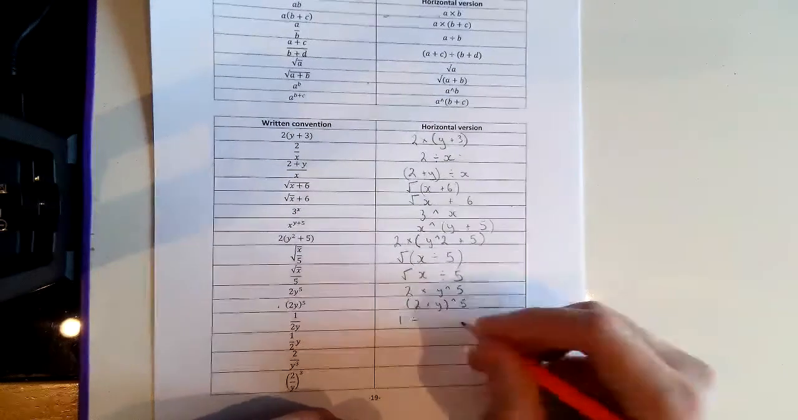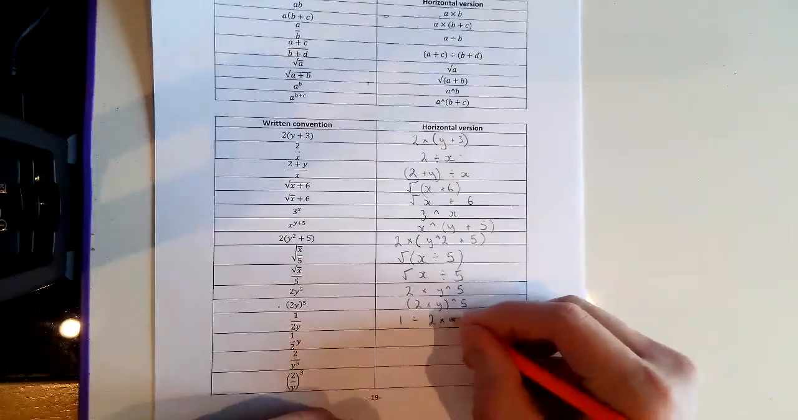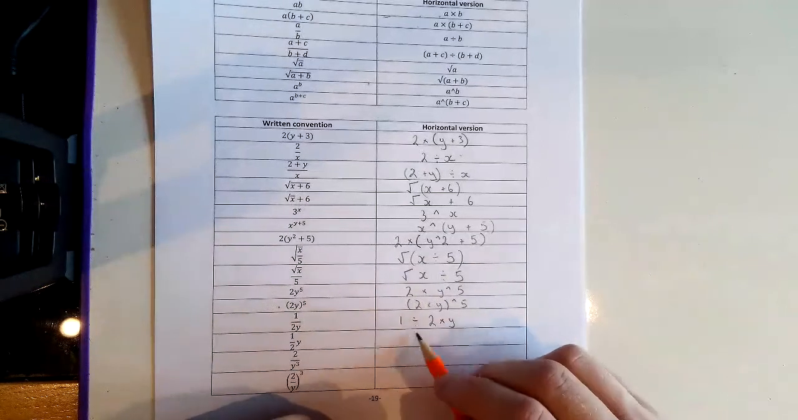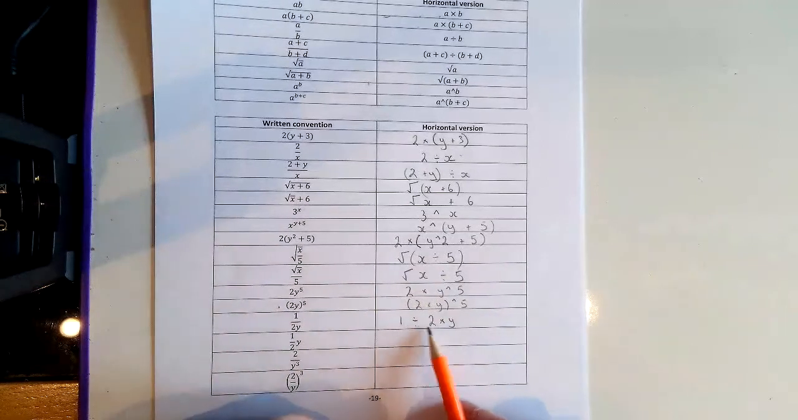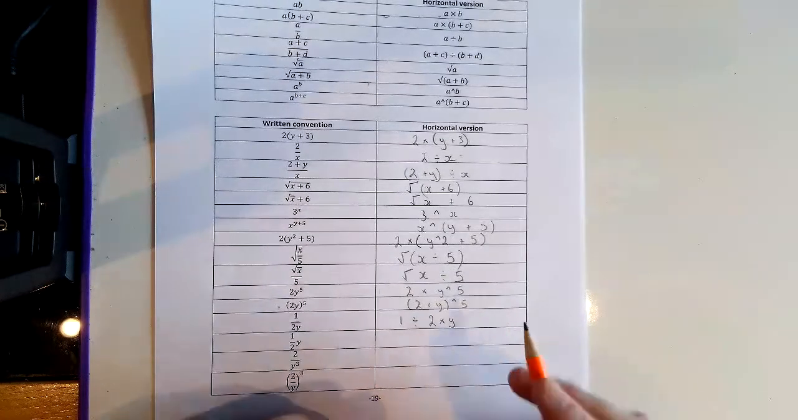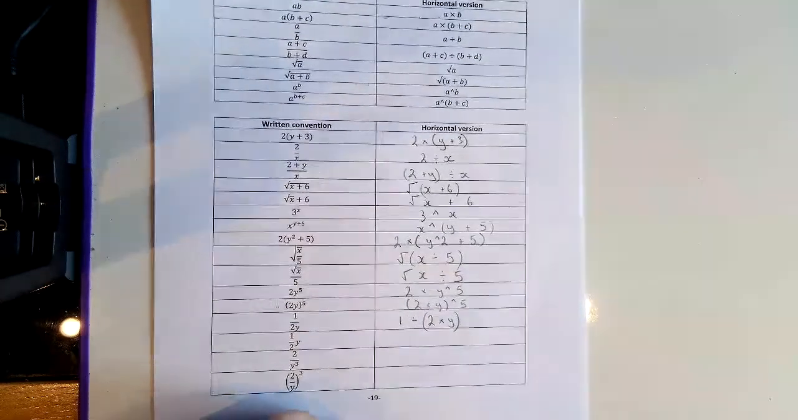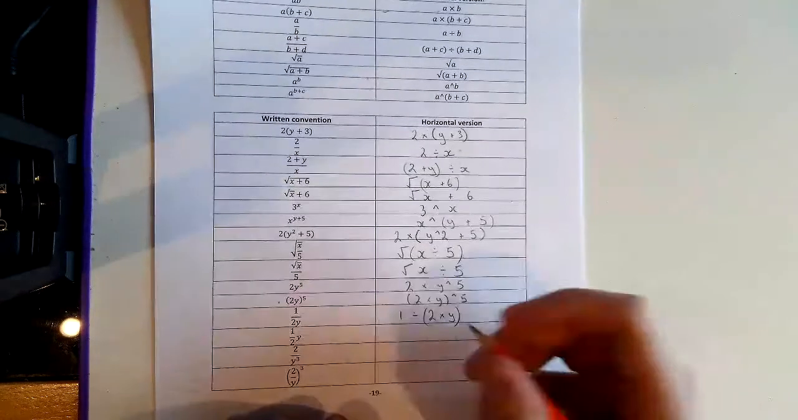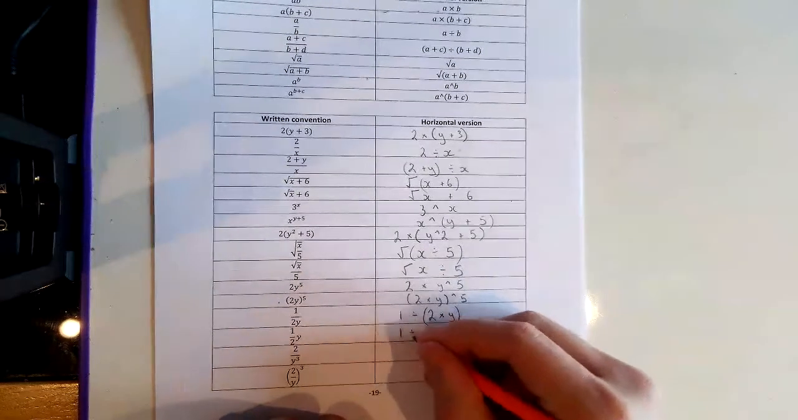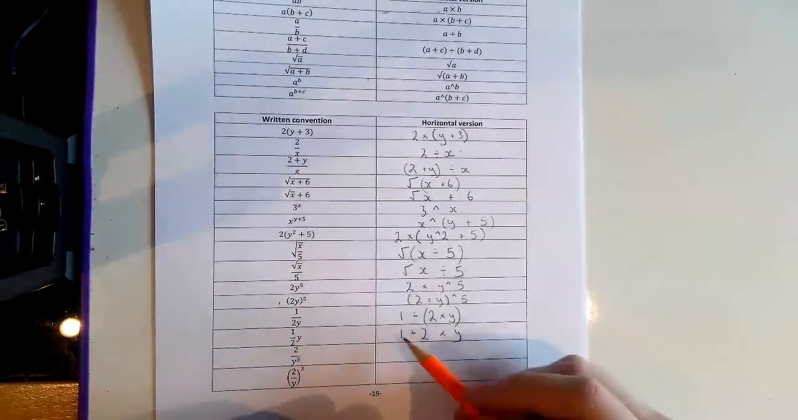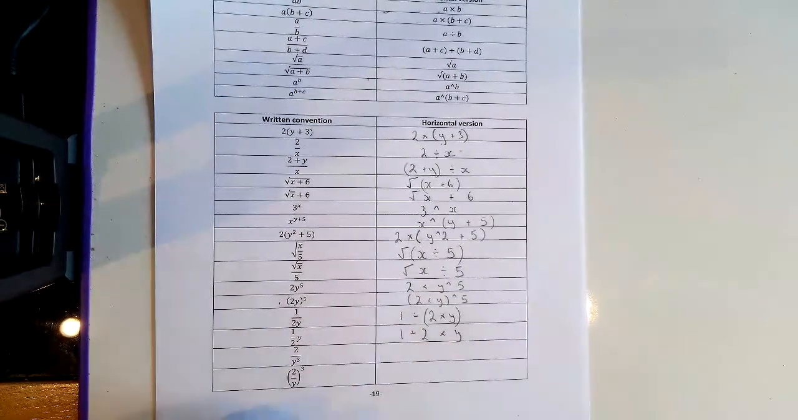1 over 2 times y. But again, if I didn't have brackets, it would be doing 1 divided by 2 is half, then times by y. But I want to do 1 divided by 2y, so I need brackets. A half y, so 1 divided by 2 times y, that would be enough, if you want to put brackets around that. However, BIDMAS would do this bit first anyway, so you get a half times y.